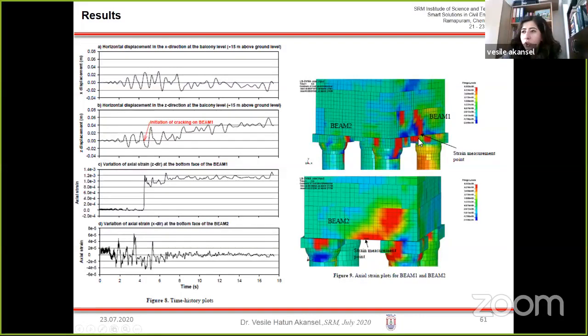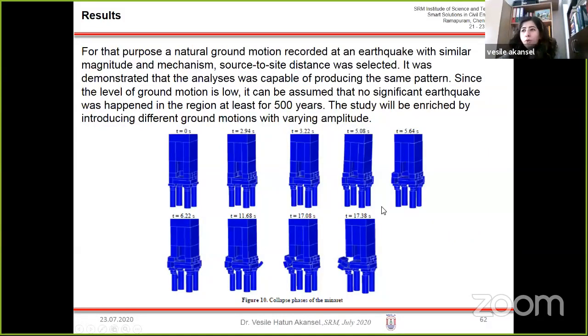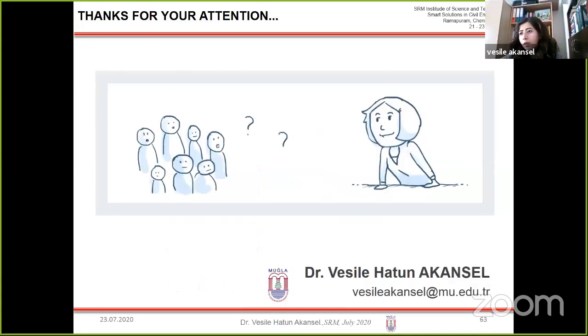When you look at the structure, you can see the stress concentration on the structure, and it's matching with the real damage. So for that purpose, a natural ground motion recorded at an earthquake with similar magnitude, mechanism and source-to-site distance was selected. It was demonstrated that the analysis was capable of producing the same pattern. Since the level of ground motion is low, it can be assumed that no significant earthquake happened in the region for at least 500 years, okay? The study will be enriched by introducing different ground motions with varying amplitude. That's all that I can present.